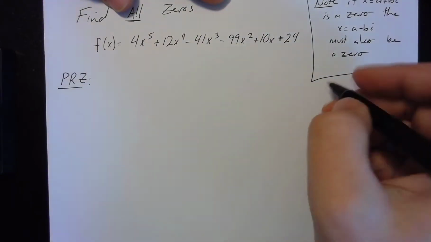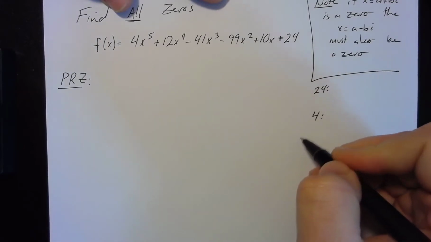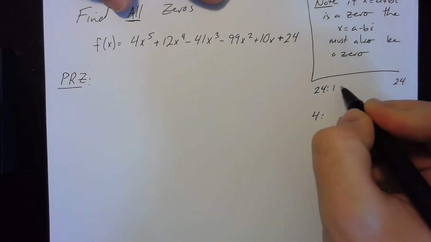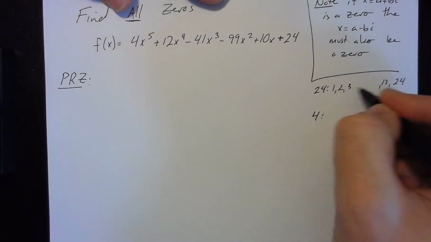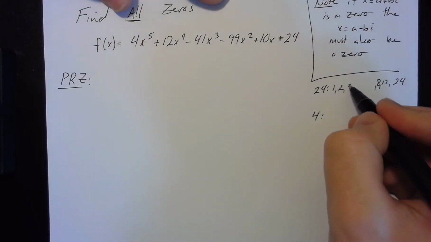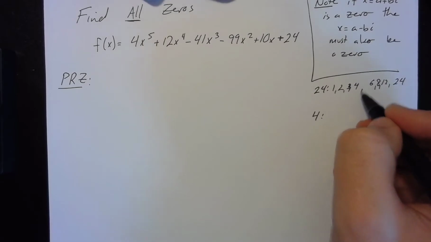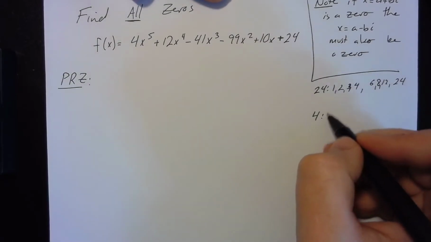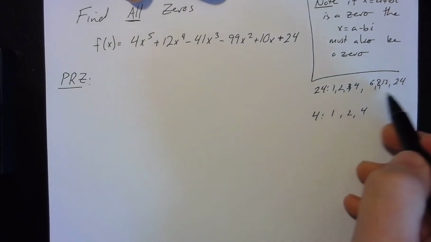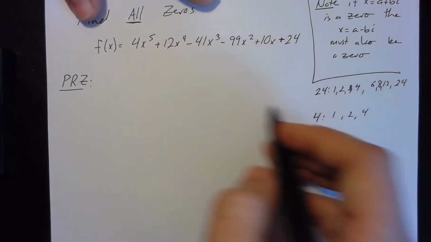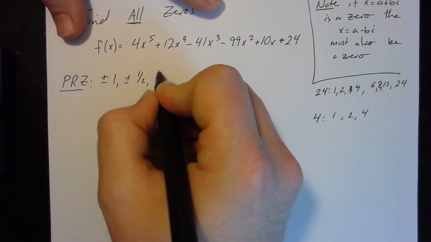Remember that for the PRZs, I'm always going to take the last term and the first term, and find the factors of each of those. So 1 and 24, 2 and 12, making sure I very carefully put commas in here, 3 and 8, after 3, I'm going to have 4 and 6. And it looks like 5 is not the next one, and that's going to be the end of my values. For the first term, 4, I'm going to have simply 1, 2, and 4.